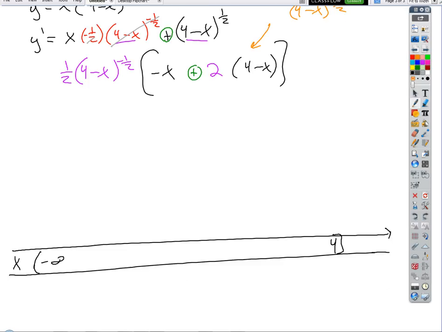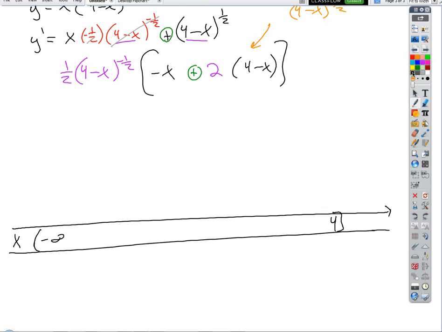So then all we have to do is just clean this up. So then we end up with what? On the bottom, we've got a 2, and we've got a square root of this. And then on top, it looks like 8 minus x minus 2x, something like that. Everybody agree?